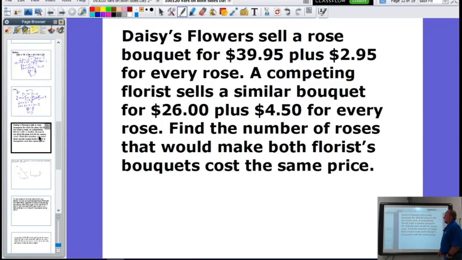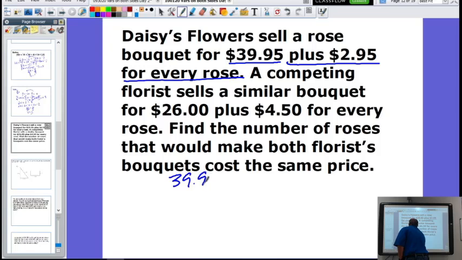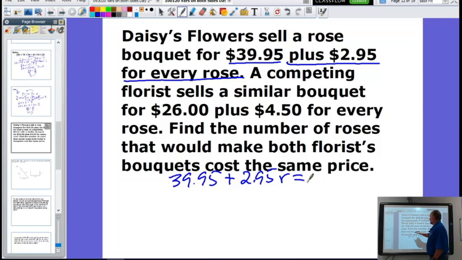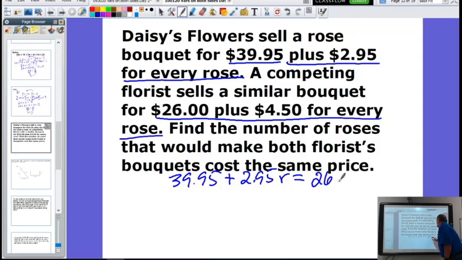So in a situation like this, what we're going to have to do is write an equation and then solve it. Okay? So let's look at Daisy's Flowers. Well, Daisy's Flowers, they sell a bouquet for $39.95 plus $2.95 for every rose. So that means our variable in this case stands for roses. Okay, so we could write this as $39.95 plus $2.95 for every rose. And we want to find out, when is this one equal to the other place? Well, the other place is $26 plus $4.50 for every rose.